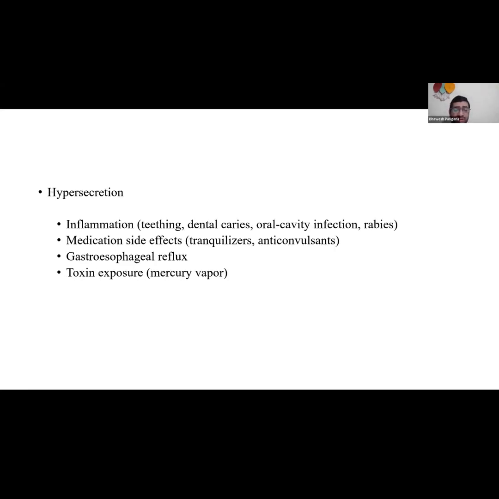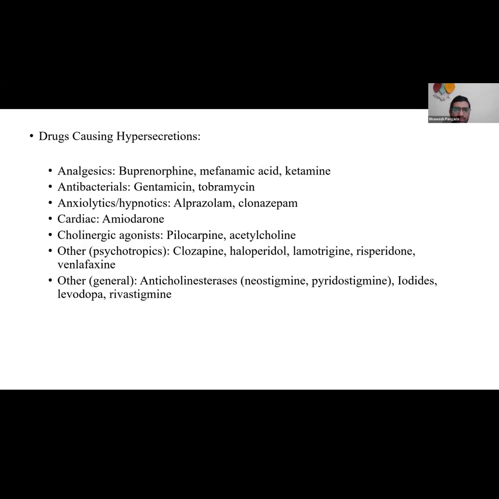The causes of hypersecretion may be inflammation, that can be due to dental caries, oral cavity infection, rabies, medication side effects, drug induced. We'll see which are the drugs which cause hypersecretion. Gastroesophageal reflux disorder can be one of the causes. Toxin exposure by mercury vapors can also be one of the causes.